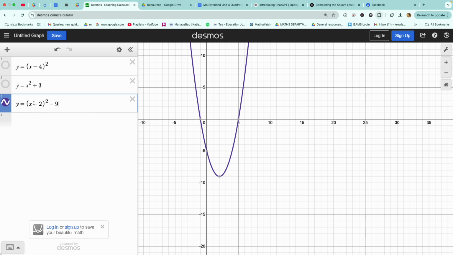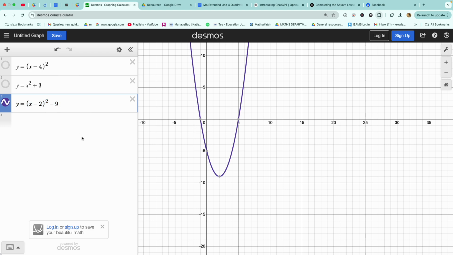We know that the vertex is whatever this number is, but we change the sign for the x value. So the x value is positive 2. And the y value is always this number, which is negative 9. Now, the completing the square format helps you find the vertex of the quadratic.